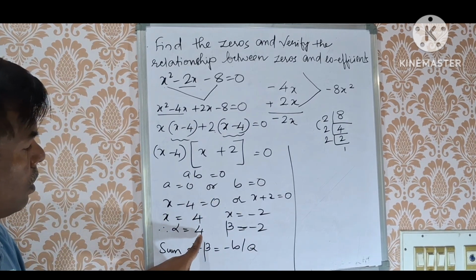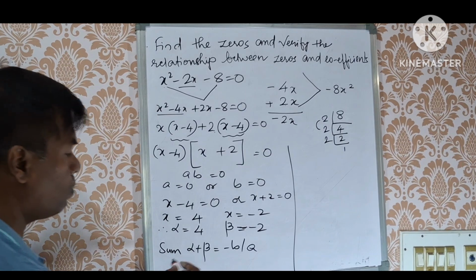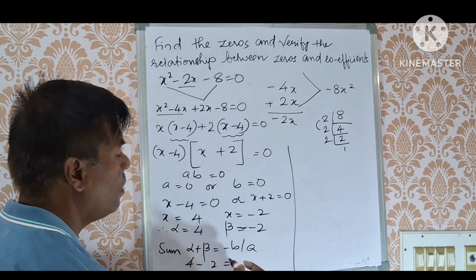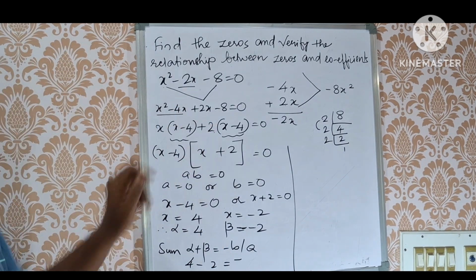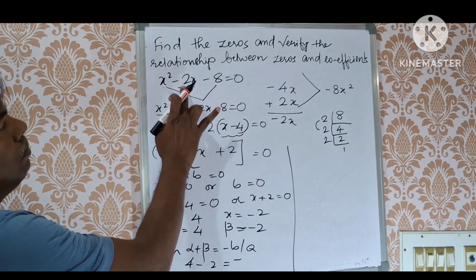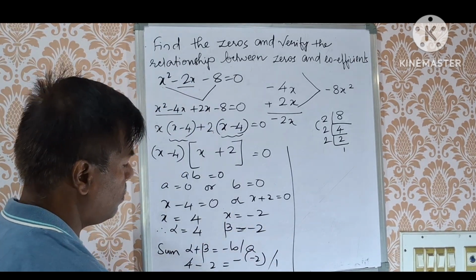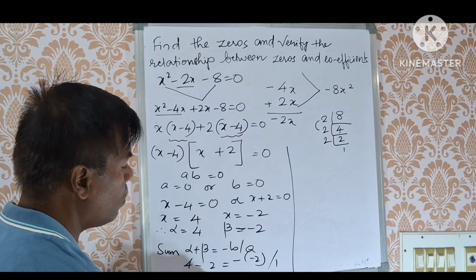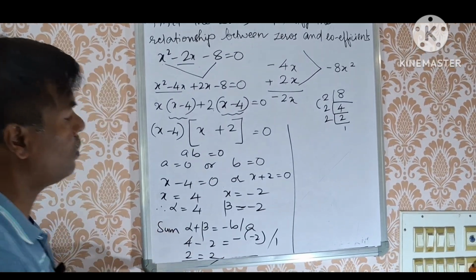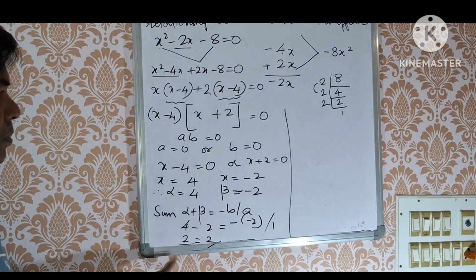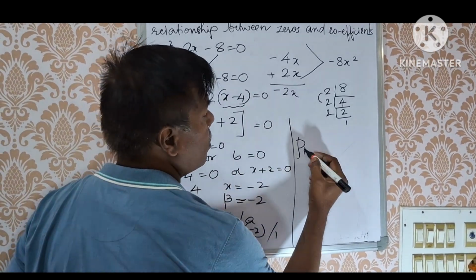What is alpha plus beta? 4 minus 2 equals minus b by a. What is b in the given equation? b is minus 2. What is a? a is 1. So this is 2 equals 2. Therefore, one relationship is satisfied.